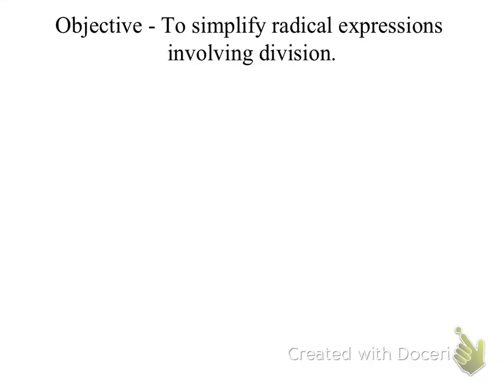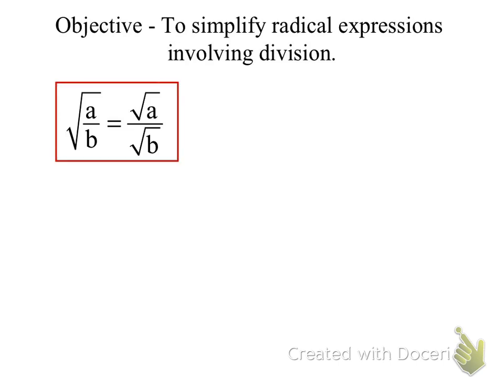This is section 11.5, and today we're talking about simplifying radical expressions involving division. We're going to learn something new called rationalizing the denominator, and we will be dividing radical expressions. If I have a numerator and a denominator under the radical, I can just split them, or I can divide them.